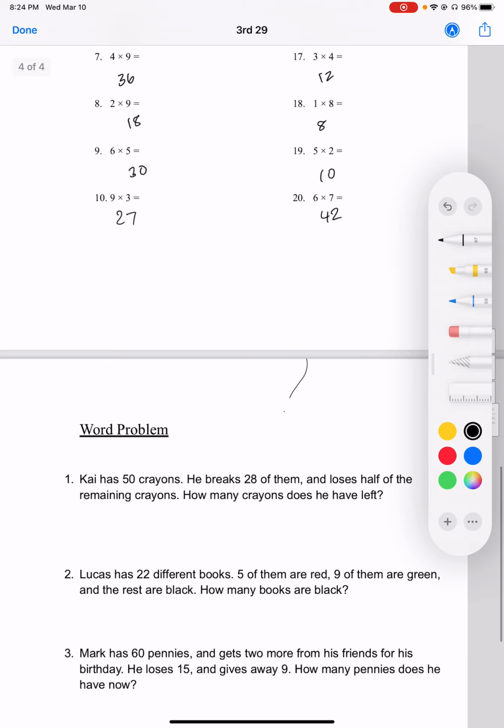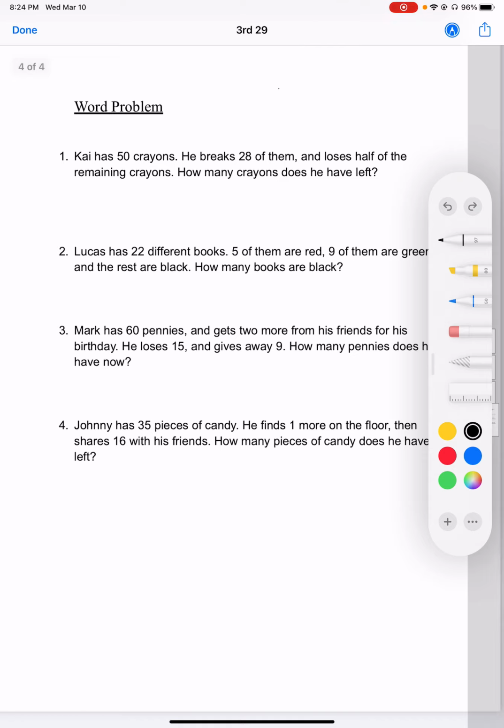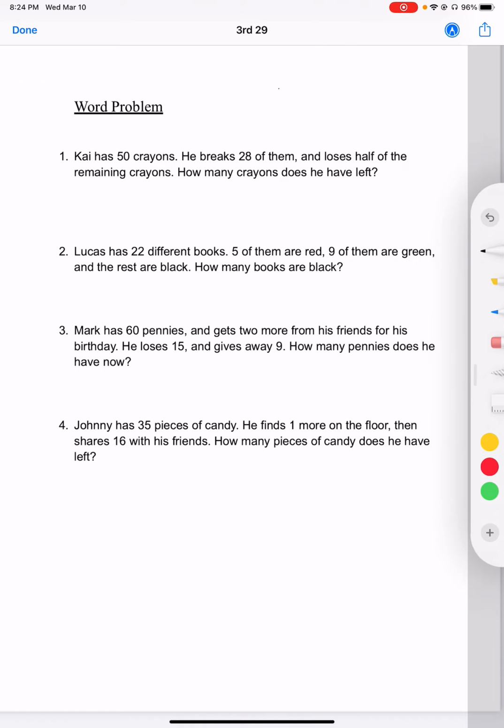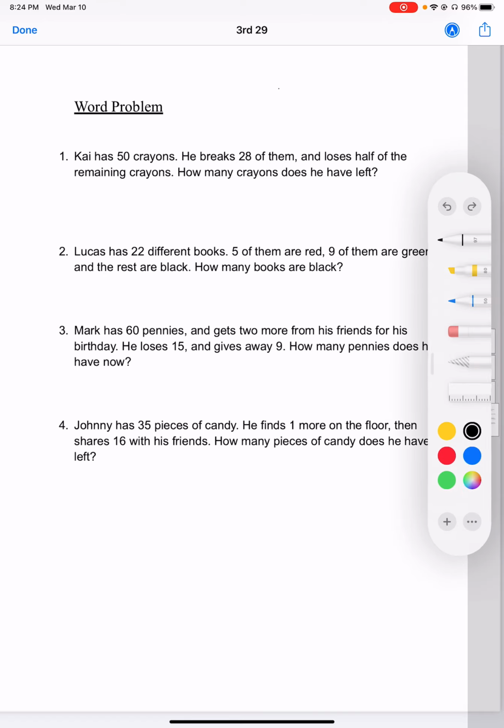Okay, lastly, we have word problems. So Kai has 50 crayons, he breaks 28 of them and loses half of the remaining crayons. How many crayons does he have left?